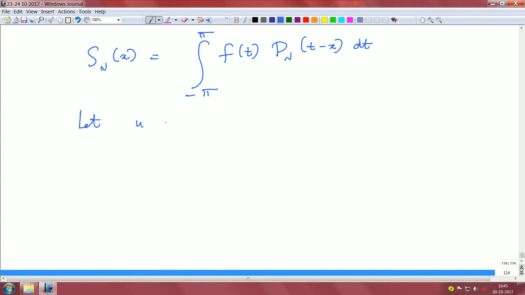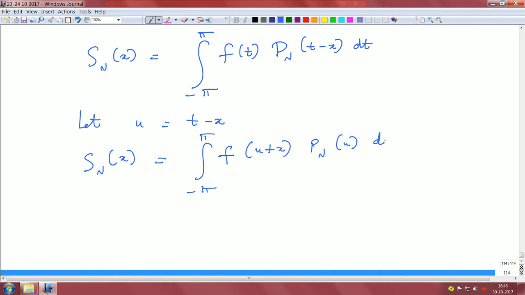Let u equals t minus x, just a change of variable. So, therefore, du is dt. I can write Sn of x as integral minus pi to pi f of u plus x Pn of u du, so that it is in this form, this is like the kernel.